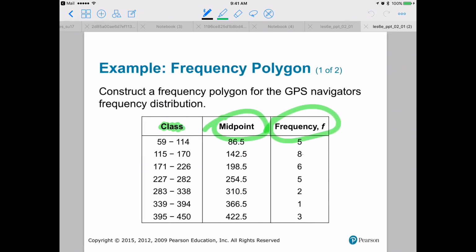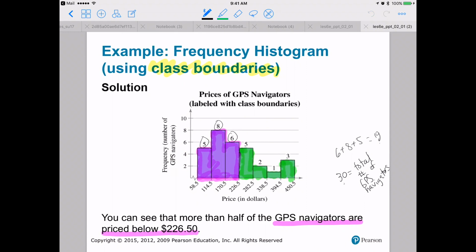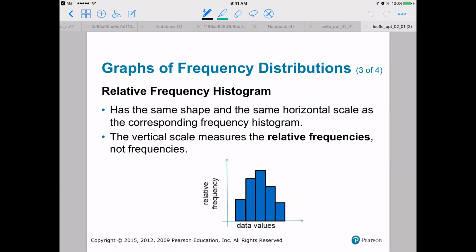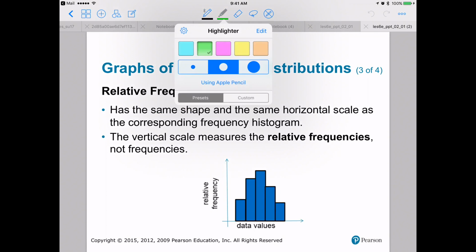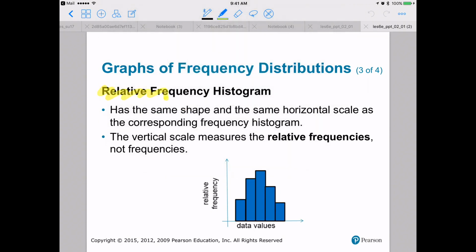So the two essential graphs that you need to be able to do are a histogram and a polygon. Okay. Now, once you know how to do a histogram, from there it's easy to create a relative frequency histogram. It's going to be pretty much the same thing. You're going to have down here your data values, and up here, instead of your frequency, you're going to graph your relative frequency. So it has the same shape and the same horizontal scale, right? Down here, you're going to have your different classes as in the corresponding frequency histogram. But the only change is that for your vertical scale, you're going to measure relative frequencies as opposed to just frequencies, okay?